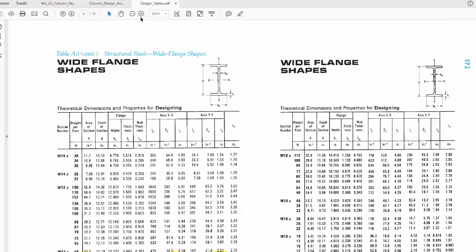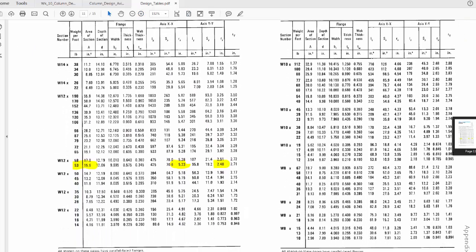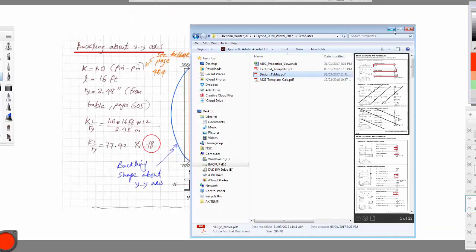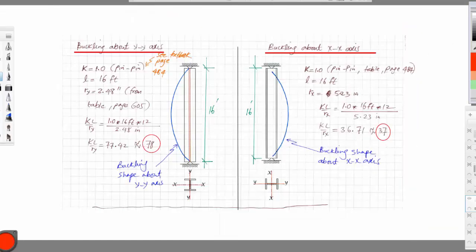So if you go to W12 by 53, you see it has Rx and Ry. You have 5.23 for Rx and 2.48 for Ry. You have the area 15.6. This is not going to be given, but you have to get it from the table. Ry is equal to 2.48, and of course Rx is 5.23, and the area, we'll come to the area later.